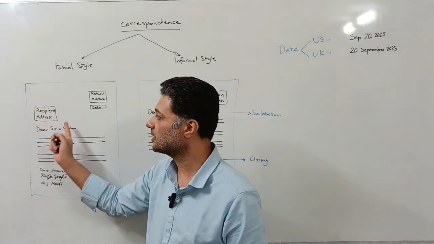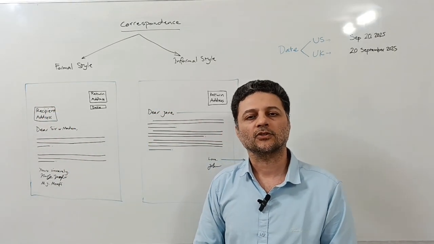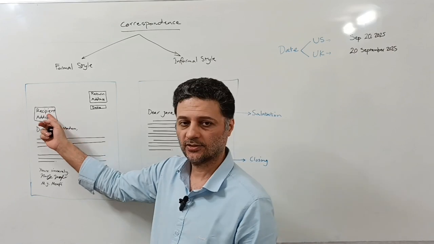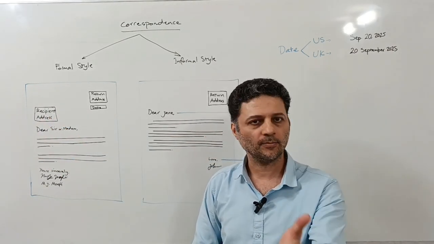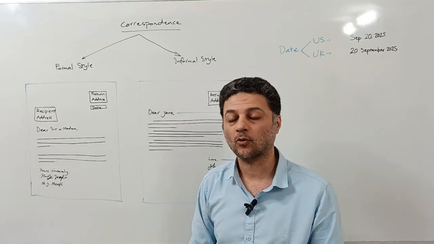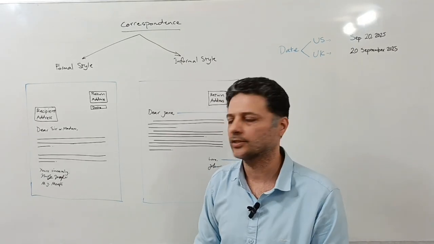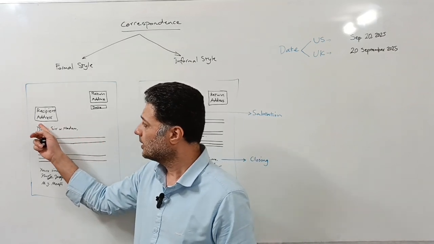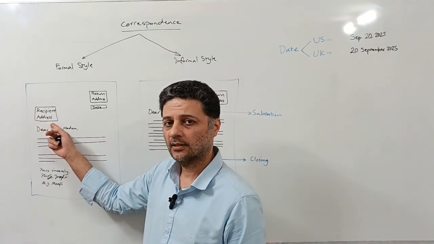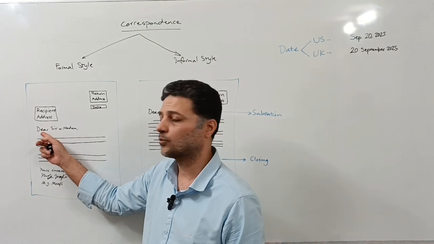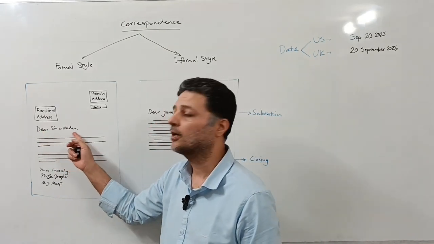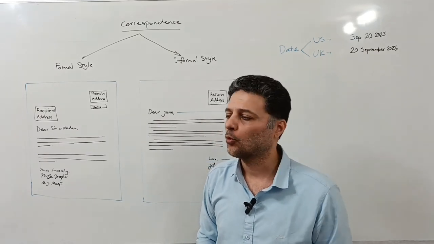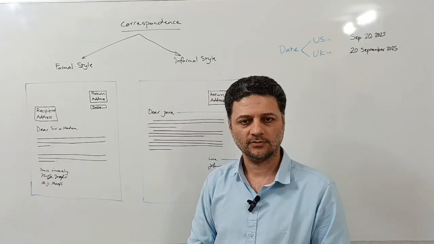And this is the place where the recipient address goes, okay? Recipient address. This is the address of the person you're writing to, the company, corporation, or anybody that you're writing to, okay? And then we leave a line empty, as you can see, and then we write the salutation. We call this salutation. Dear sir or madam. It's very formal. Or to whom it may concern.